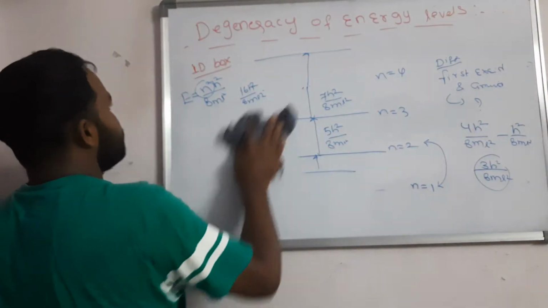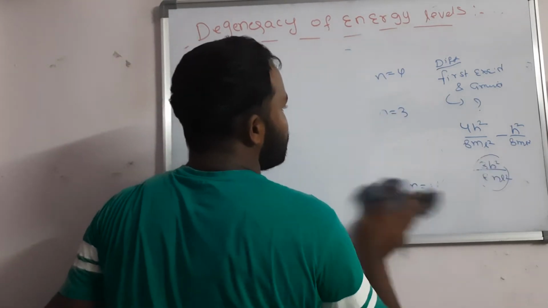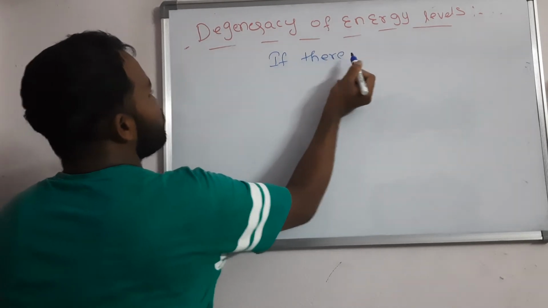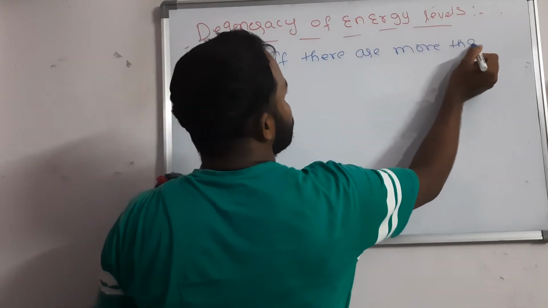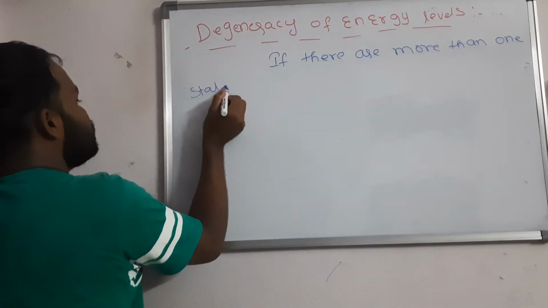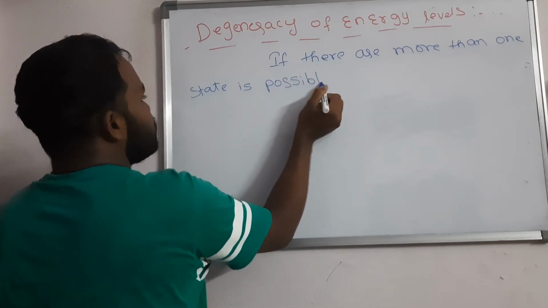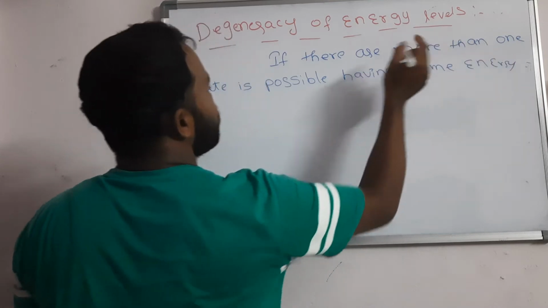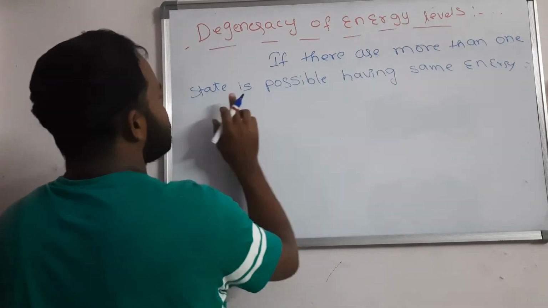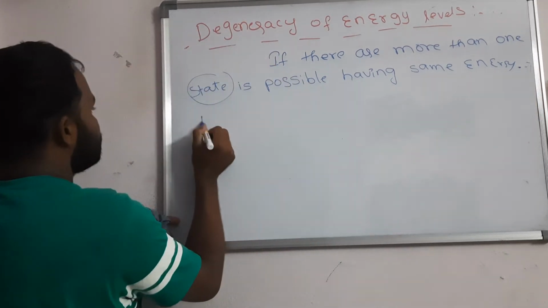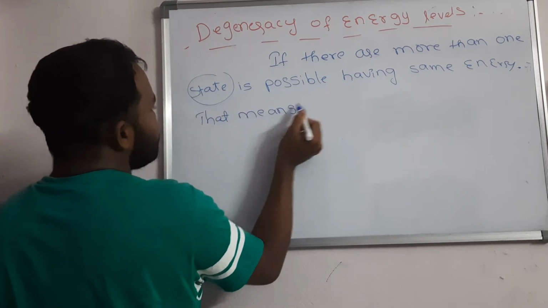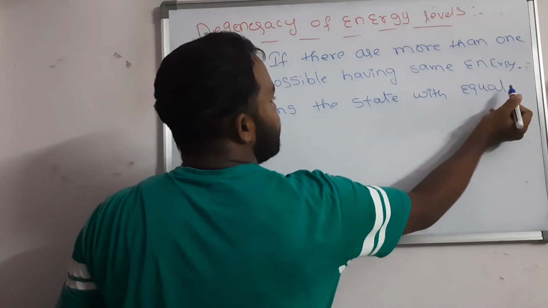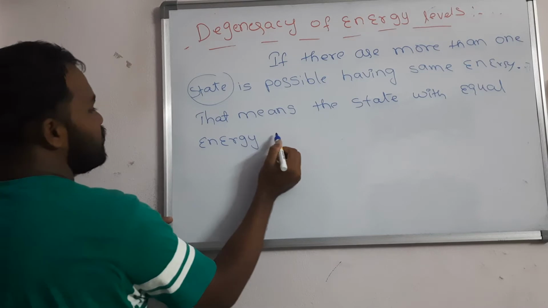The definition of degeneracy I will write here first. What is degeneracy? If more than one state is possible having the same energy, you should write that. So if there is more than one state possible having the same energy, that means states with equal energy are called degenerate. Equal energy is called degeneracy.